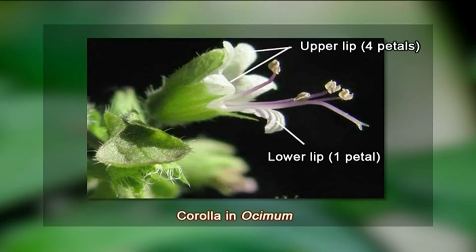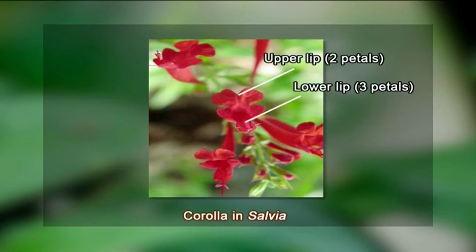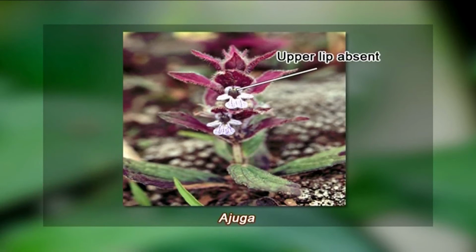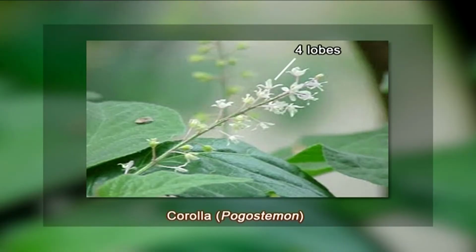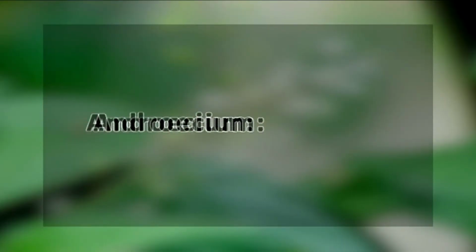Again, the corolla is usually bilabiate, and the arrangement of these 2 lips also differs between different plant species. It can be 4 by 1 in the case of ocimum, or it can be 2 by 3. Example is salvia. The upper lip can sometimes be completely absent, as we see in the case of ajuga, or very rarely it can be four-lobed. The example is pogostemon.